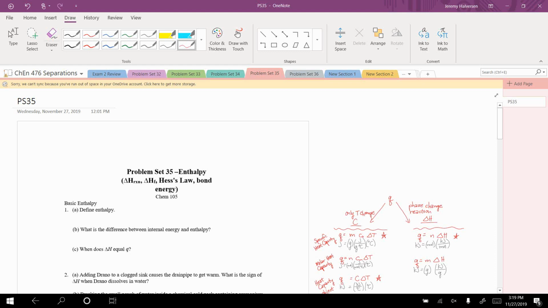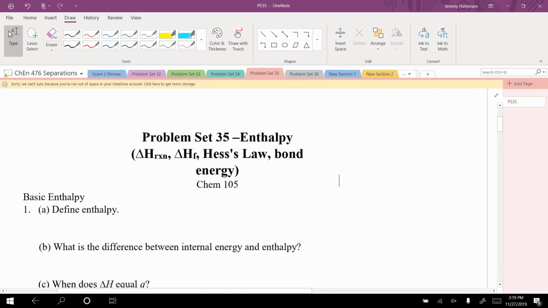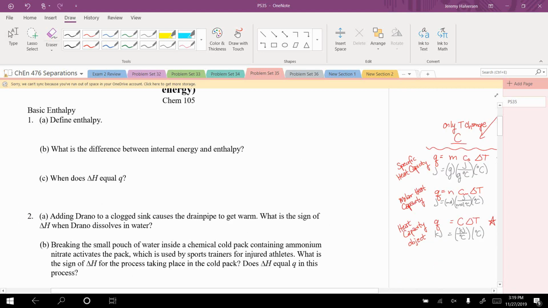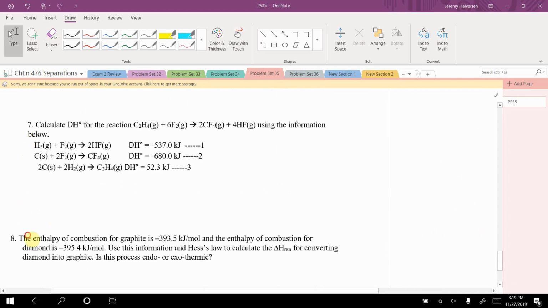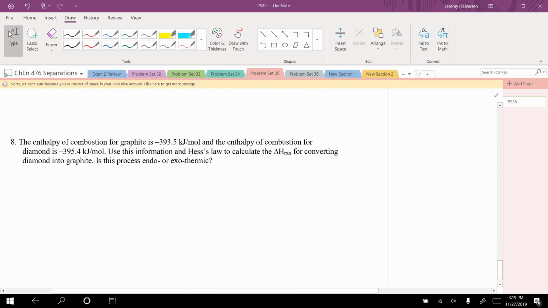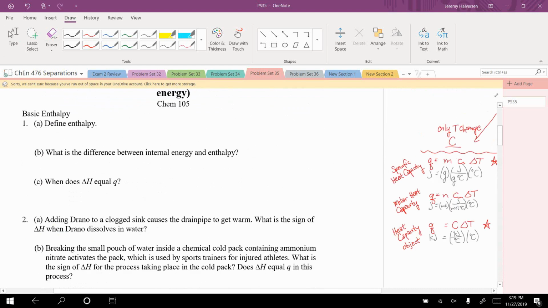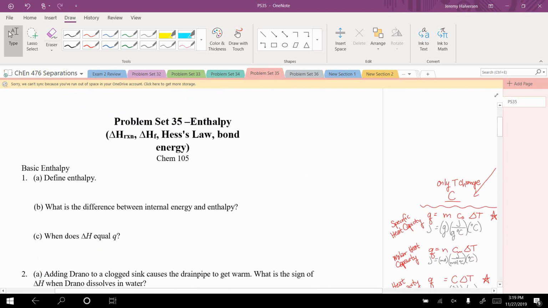This is a video of working through problem set 35 about enthalpy. You can see how it breaks down there: delta H of reaction, delta H of formation, Hess's law, and bond energy. Our goal here is to gain an understanding of what enthalpy is. In this problem set we'll do a little bit about how to calculate enthalpy of a reaction. And so let's get started.